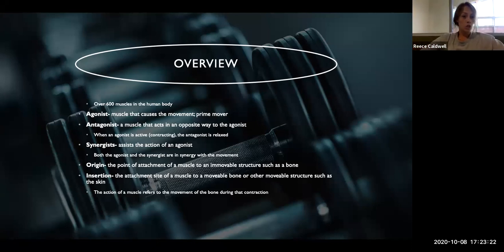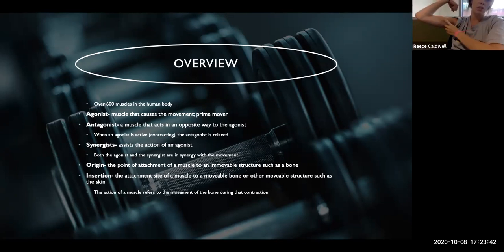When we look at muscle contraction, we see that there is always an agonist and an antagonist. The agonist is the muscle that causes the movement. You might also hear it called the prime mover. And the antagonist is a muscle that acts in an opposite way to the agonist. For example, if I was flexing my biceps brachii, which is the biceps, my biceps would be the agonist and my triceps would be the antagonist, because when my bicep contracts, my tricep relaxes. So there's always going to be an agonist or a prime mover and an antagonist or a relaxer.